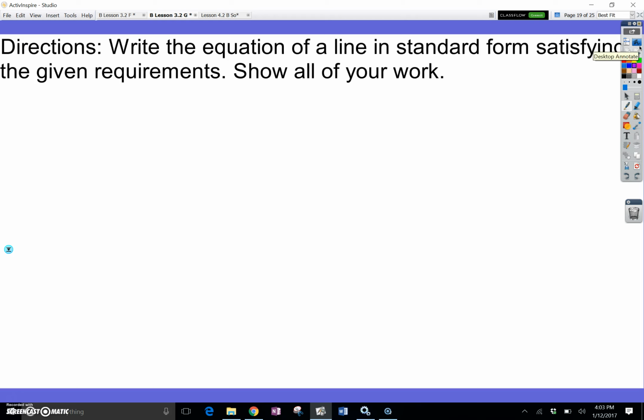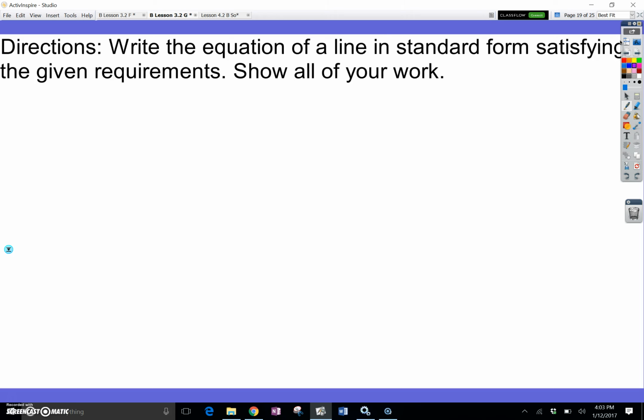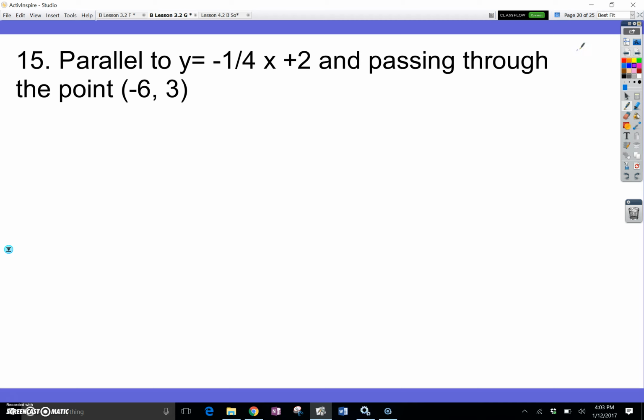Alright, so the next one, I want you to write an equation of a line in standard form satisfying the given requirements. Show all your work. Alright, so really quickly, it's talking about standard form. If we remember that, that is ax plus by equals c, where a is positive and there are no fractions and there's no decimals.